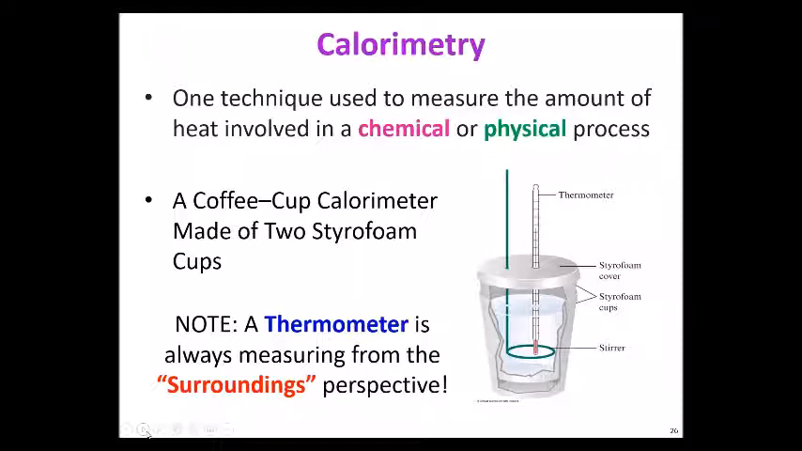But the thermometer is always representing the surroundings perspective. So if the temperature goes up, from a lower to a higher temperature, that means the surroundings are getting warmer. So think about that in terms of the sign, because you want to be thinking about it from the system perspective, but we measure it from the surroundings. The opposite is also true. If the temperature decreases on the thermometer, that means the surroundings are getting colder and the system is getting warmer. So that means it's absorbing energy. Keep that in mind too, that it's an opposite perspective based off of the way that the temperature goes on the thermometer.